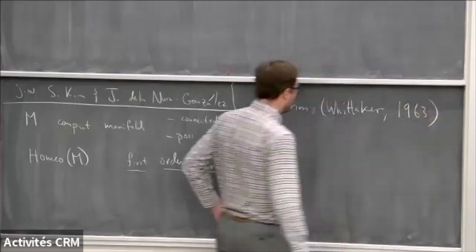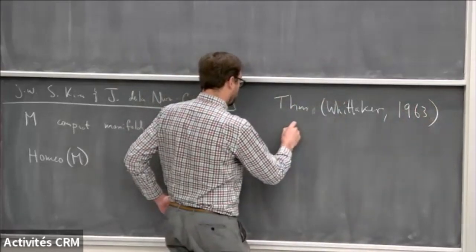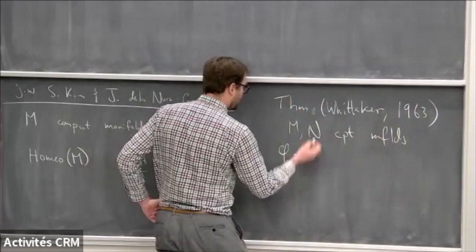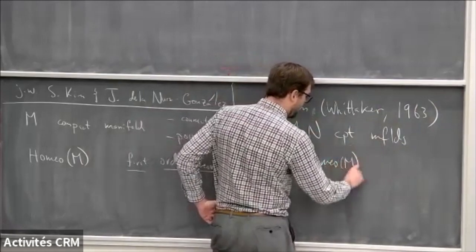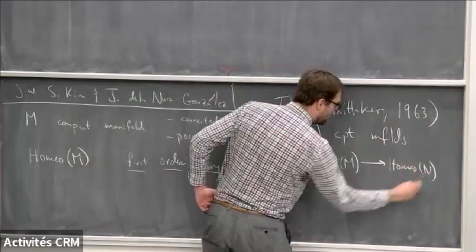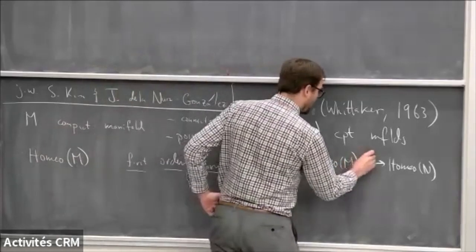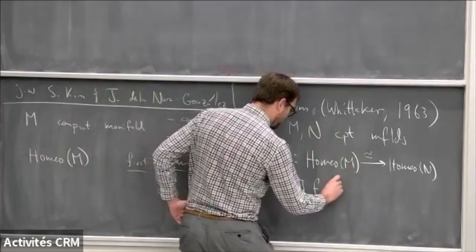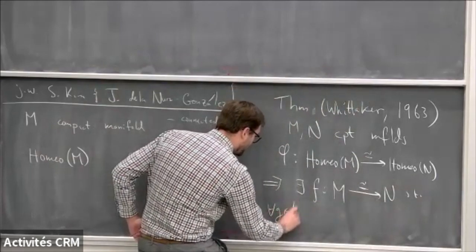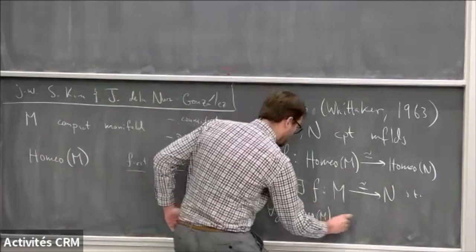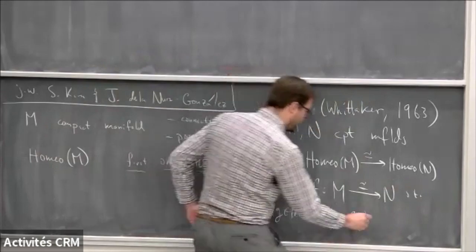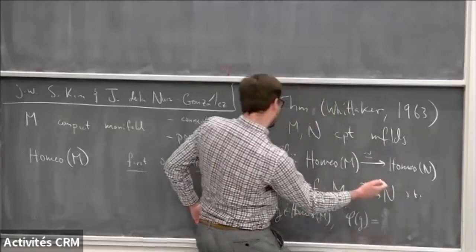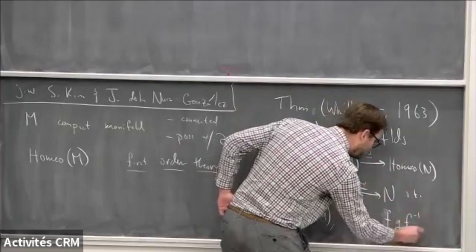What this theorem says is that for compact manifolds M and N, if you have an abstract isomorphism of groups from Homeo(M) to Homeo(N), then this implies that there exists an actual homeomorphism f between M and N such that for all g in Homeo(M), we have that phi of g is equal to f g f inverse. So it's given by conjugation by f.